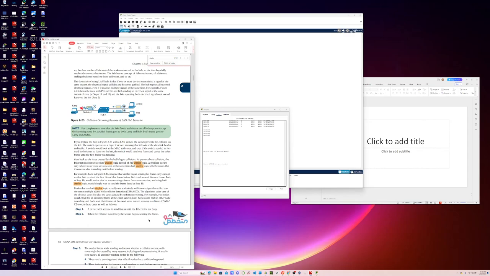The downside of using LAN hubs is that if two or more devices transmit a signal at the same instant, the electrical signal collides and becomes garbled. The hub repeats all received electrical signals, even if it receives multiple signals at the same time. For example, with PCs Archie and Bob sending an electrical signal at the same instant of time, steps 1A and 1B, and the hub repeating both electrical signals out toward Larry on the left, step 2. For completeness, know that the hub floods each frame out of all the ports except the incoming port. So Archie's frame goes to both Larry and Bob. Bob's frame goes to Larry and Archie.